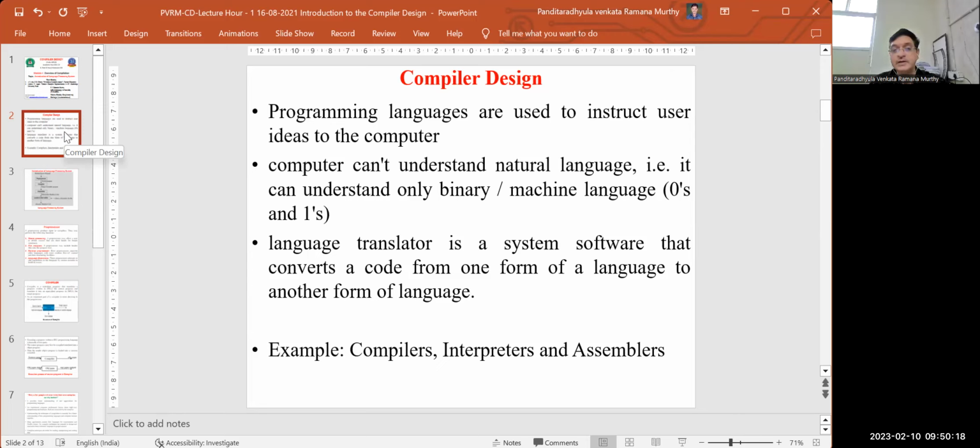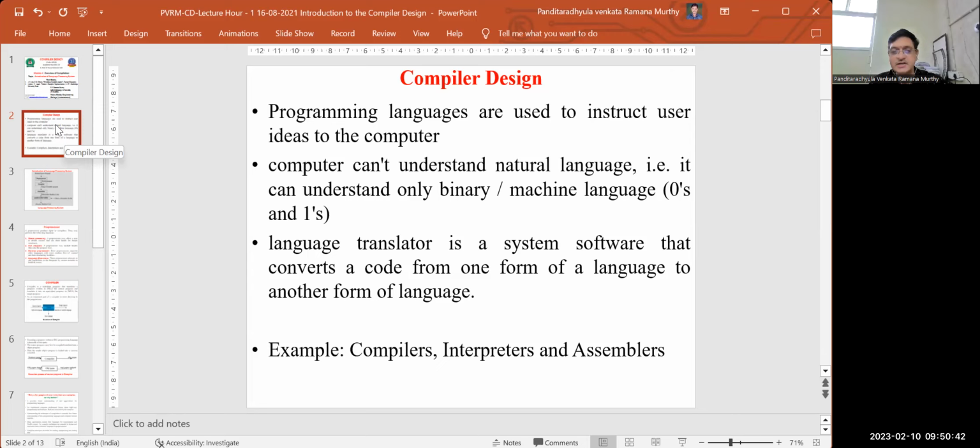Here we require a language translator system, system software that converts code from one form of the language to another form of the language. For example, we require language translators like compilers, interpreters, and assemblers.